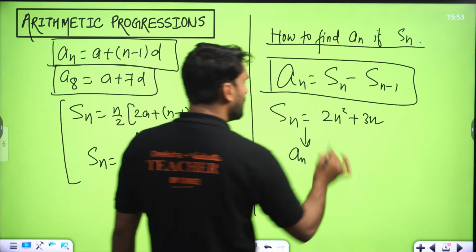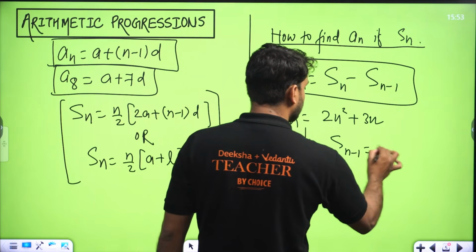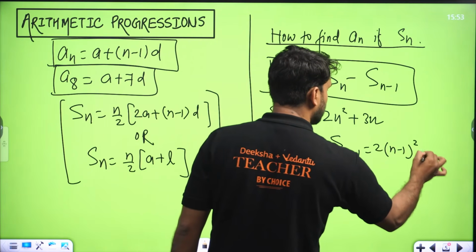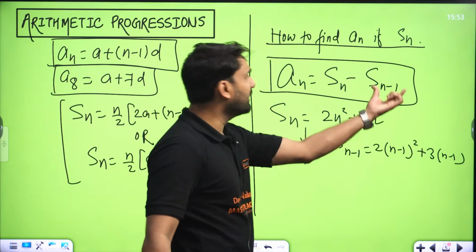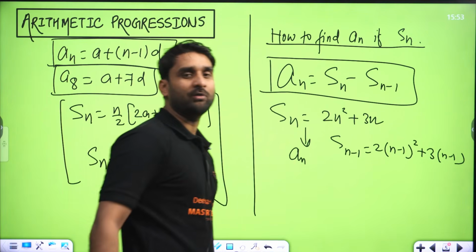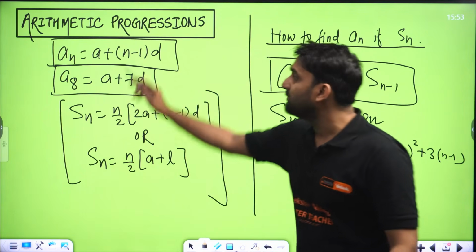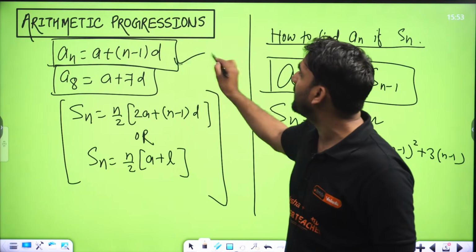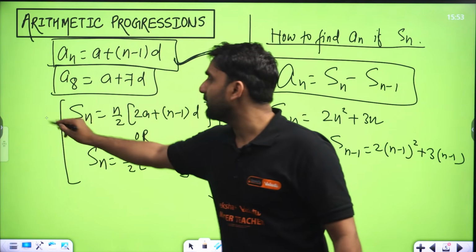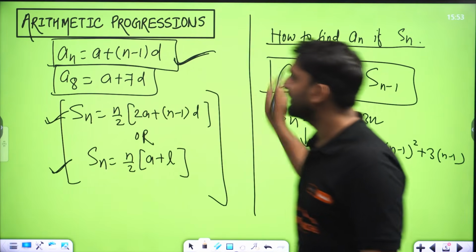So Sn is given to you, now find Sn minus 1. So 2 into n minus 1 whole square plus 3 into n minus 1, whatever result you get here, now put this here. Sn is already given, so you can find an. So these are very important formulas. The an formula, a plus n minus 1 into d, is a powerful formula, and the Sn formula. Only 3-4 formulas are in AP.